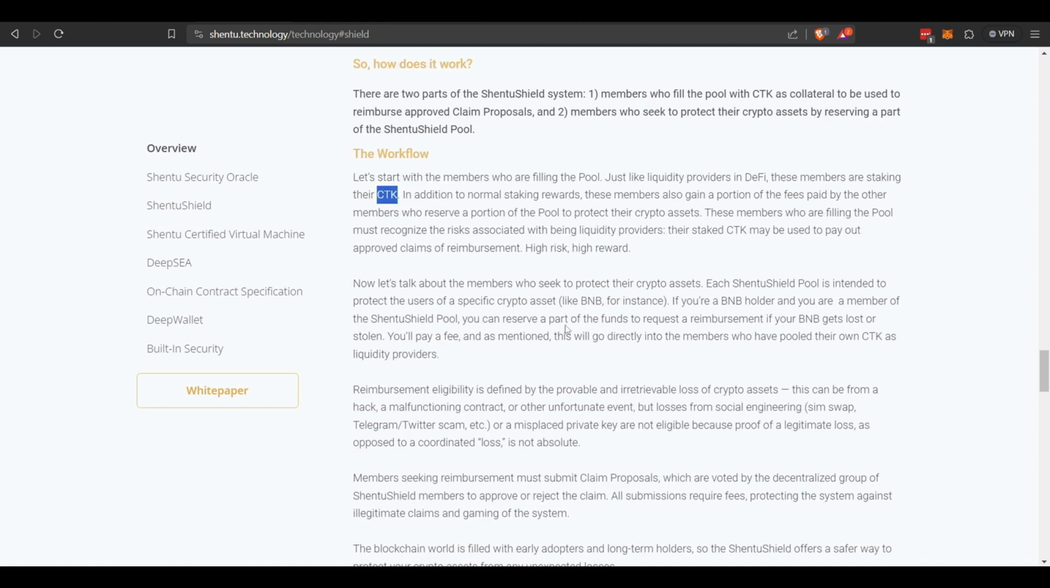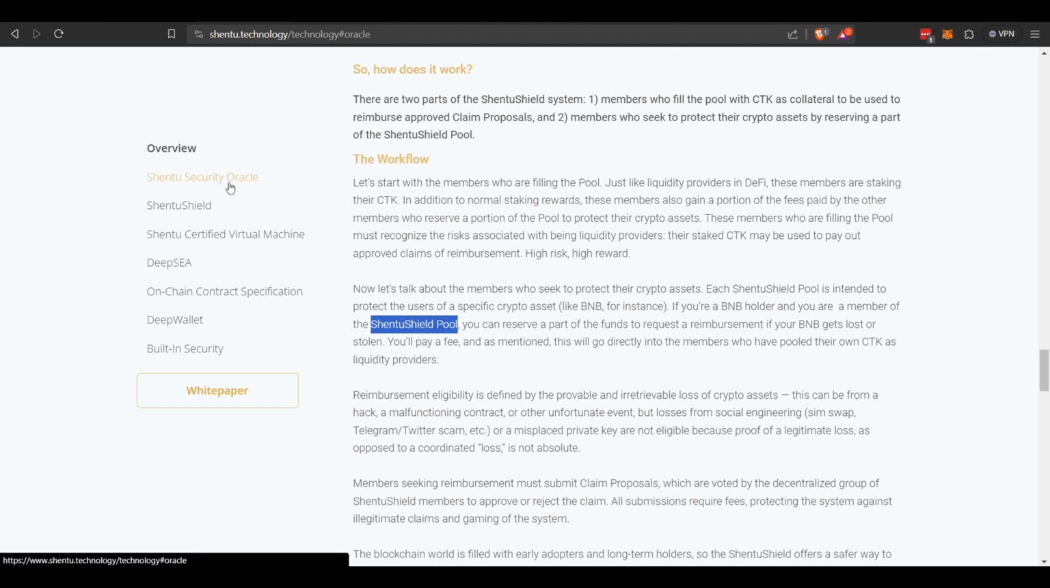So let's say you hold BNB and you are a member of the Shentu Shield pool. You can reserve a part of the funds to request a reimbursement if your BNB gets lost or stolen. You'll pay a fee and it'll go directly to the members that have pooled their CTK. So you are getting paid for staking your CTK by people that are looking to cover any losses. So that is Shentu Shield.